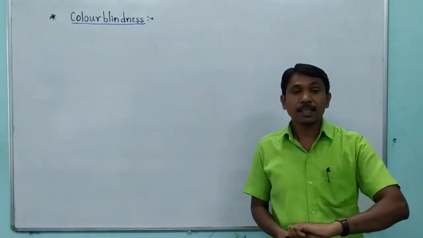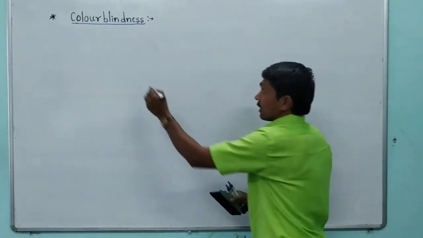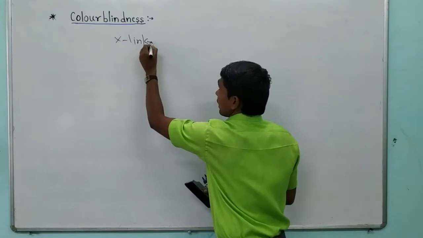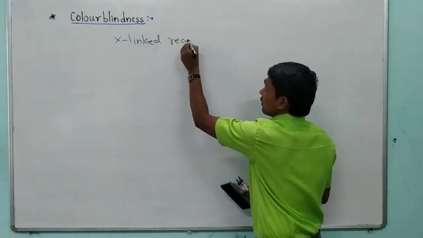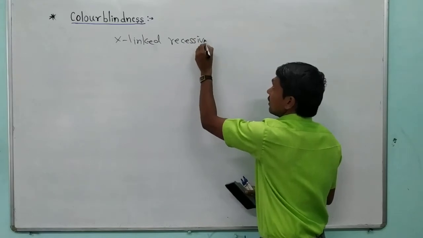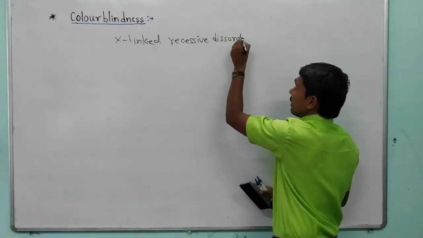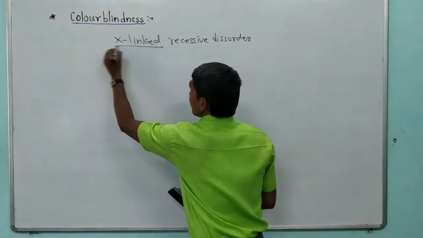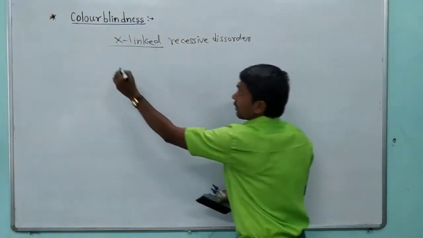Color blindness is an X-linked recessive disorder. This is an important point: color blindness is an X-linked recessive disorder.